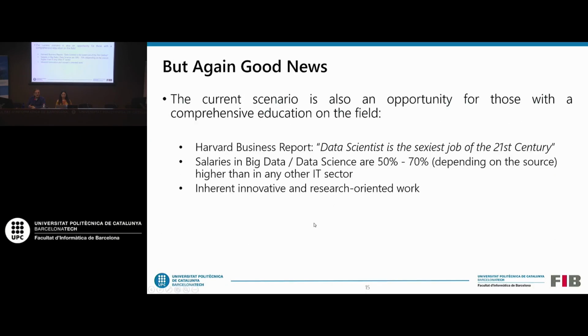And these are the good news for people who want to start in this world, no? Because then if you get the right skills and you can get into this field, there are a lot of good prospects for you in the future, no? The Harvard Business Report in the past already claimed this sentence that is pretty popular nowadays, that data scientist is the sexiest job of the 21st century. But if you look for other more pragmatical issues, no? Salaries, for example, the salaries in big data science are known to be around 50%, 70% higher than any other IT sector.